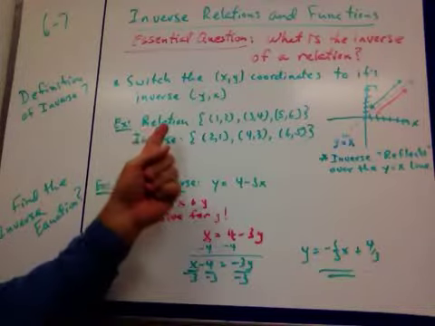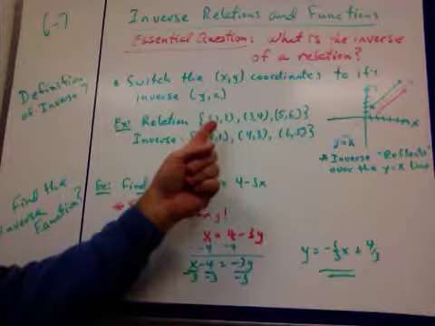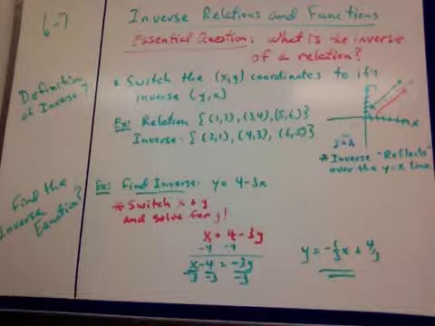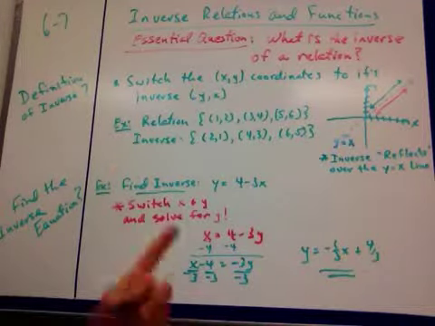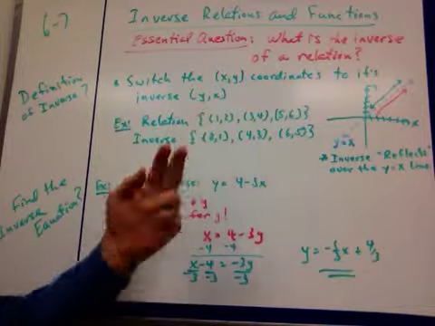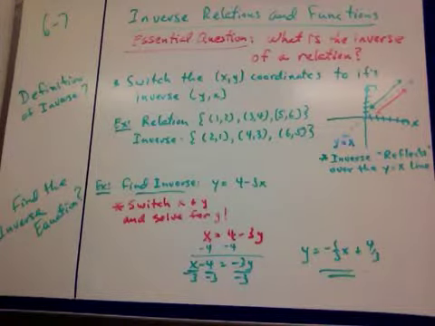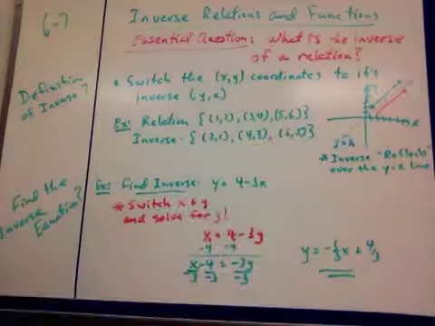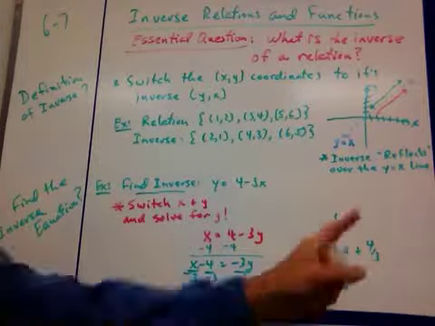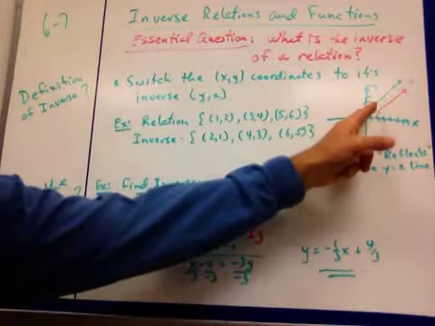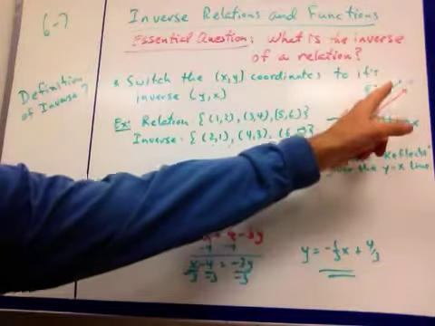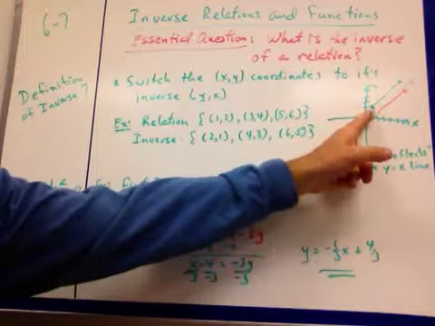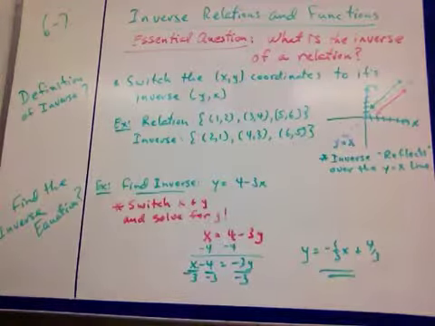So if this was your relation, the set of (1,2), (3,4), (5,6), those 3 points, the inverse would be just switch the x and the y: (2,1), (4,3), (6,5). And if you looked at it graphically, here's the relation in green, (1,2), (3,4), (5,6), and there's (2,1), (4,3), and (6,5) in red.